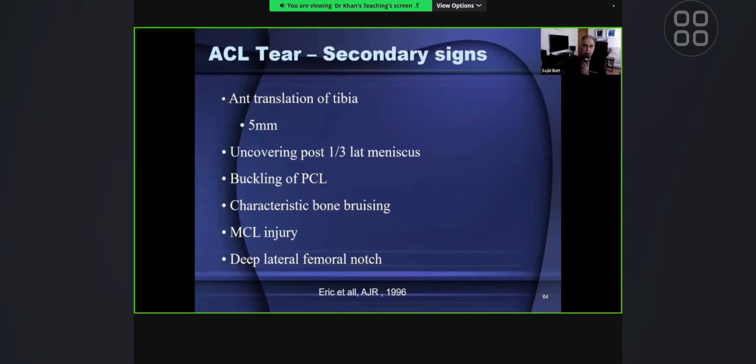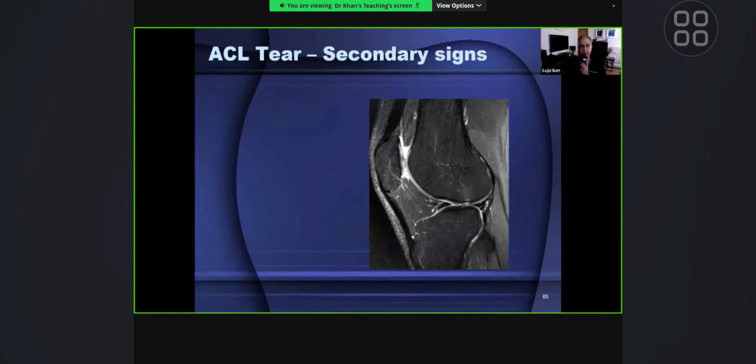All these are indirect secondary signs of ACL tear, but in patients in whom the clear evidence of a direct full thickness tear is not present, it's very useful to have a knowledge of these secondary signs. So this is what I meant by saying that there is an anterior tibial drawer. That's the lateral side of the tibiofemoral joint. That's the lateral tibial condyle.